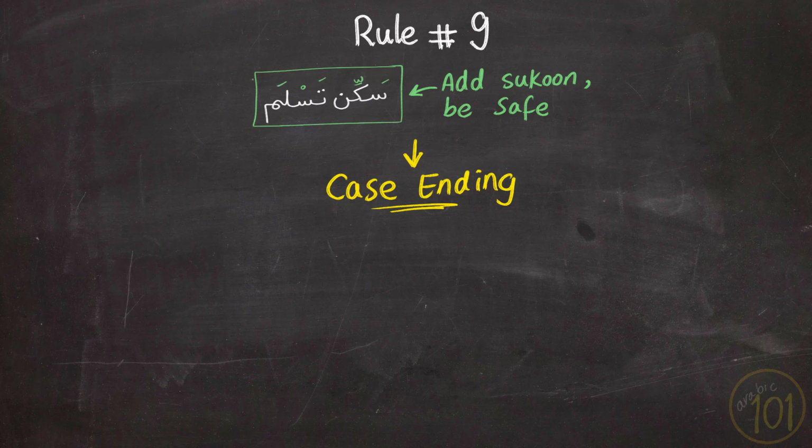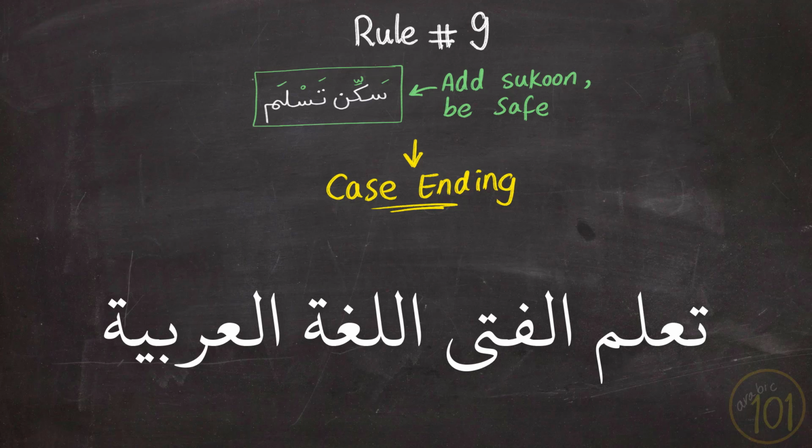So for this sentence, instead of adding a case ending indicating the function of the word, you can just simply add sukoon if you're not sure which vowel you should be adding. So you would say تعلم الفتى اللغة العربية instead of saying تعلم الفتى اللغة العربية.